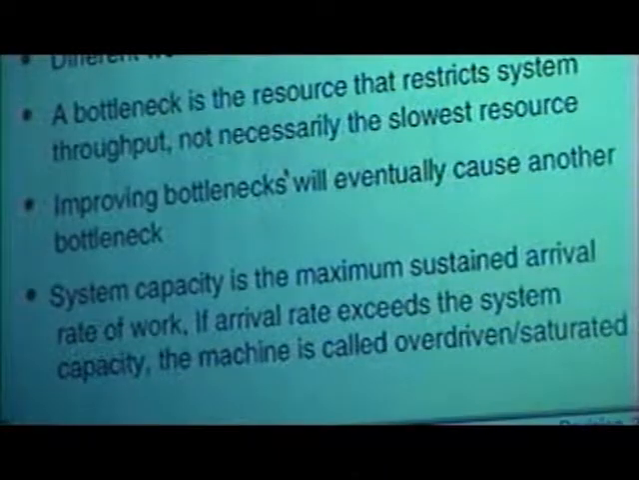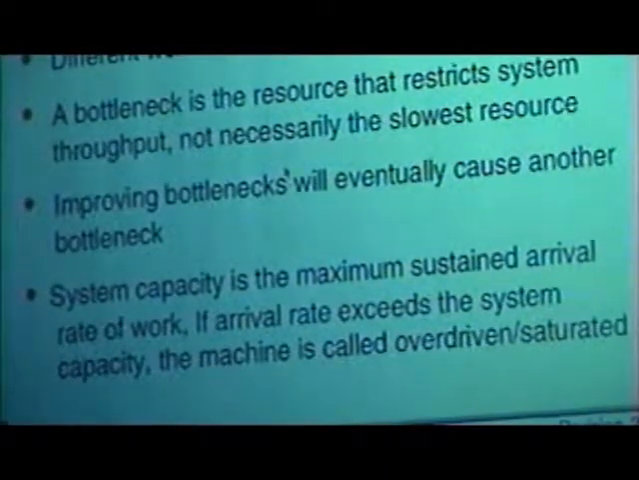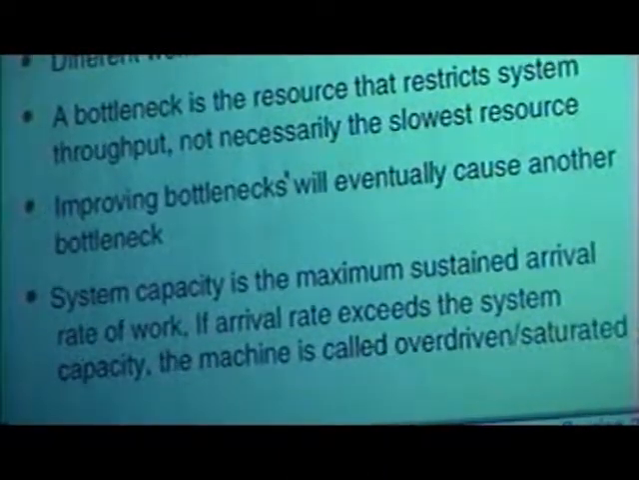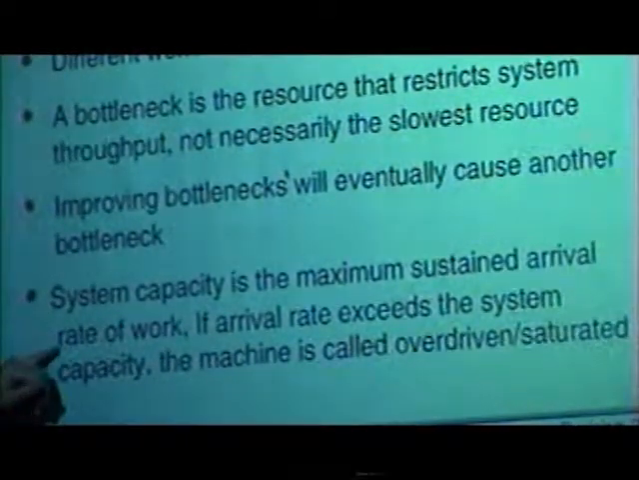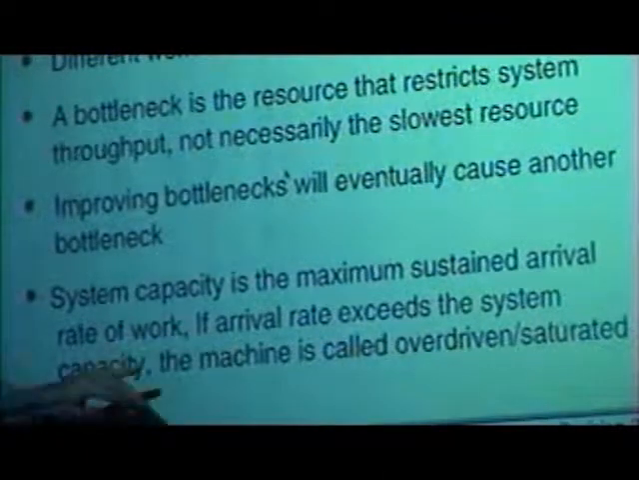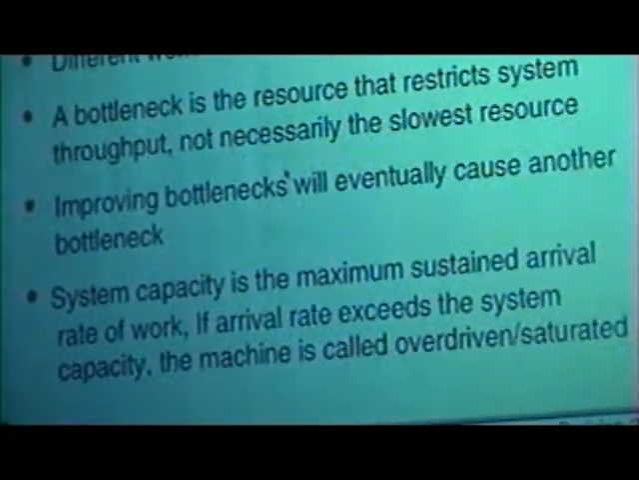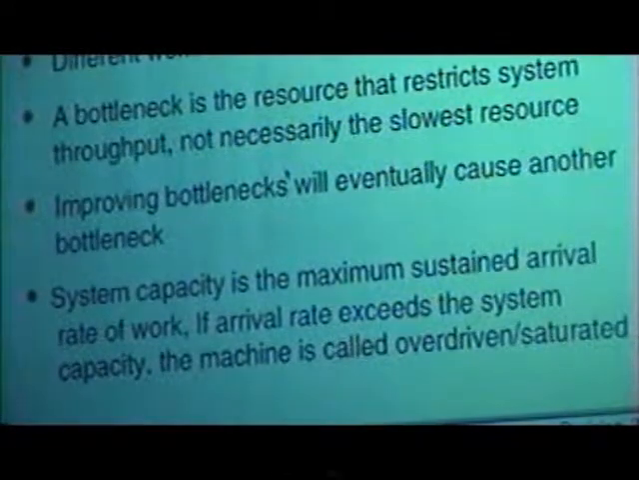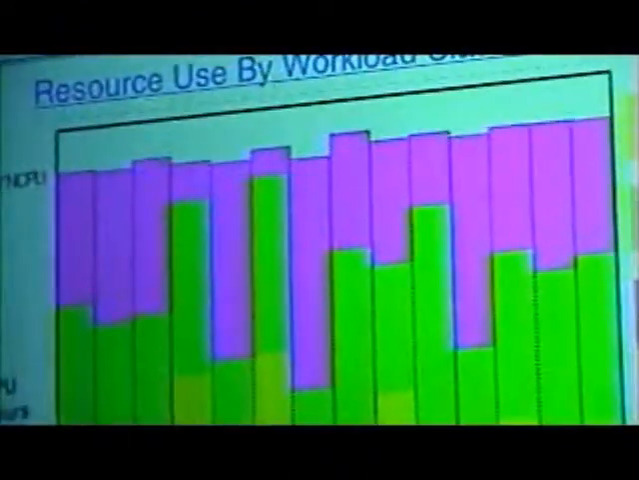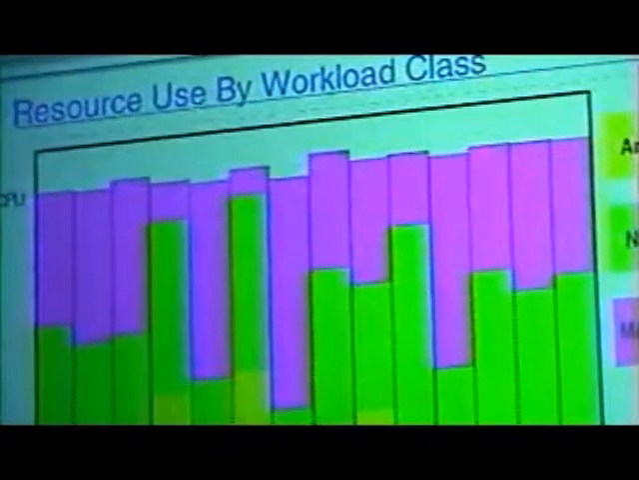I've been adding more swap, which allows me to run more Code 4s, but eventually the swap I/O traffic becomes the bottleneck. Okay. And again, system capacity is the arrival rate. If the arrival rate exceeds the capacity, the machine is overdriven or saturated. We've got more work than capacity on the system. I just wanted to wrap up here.